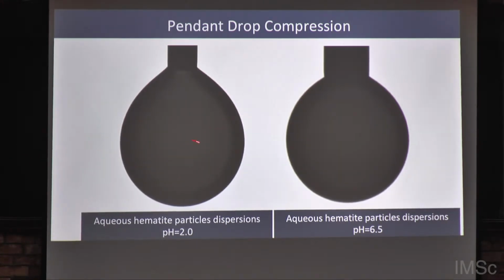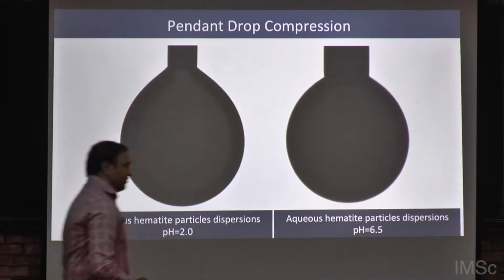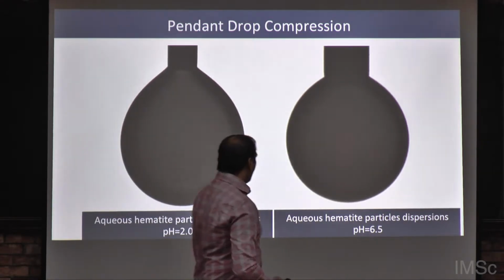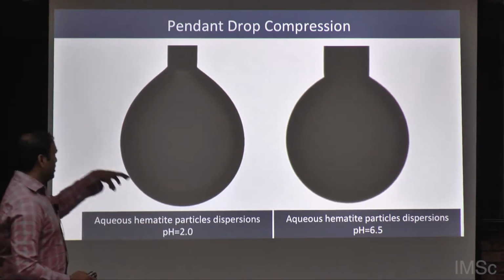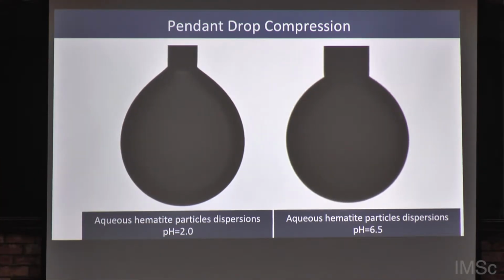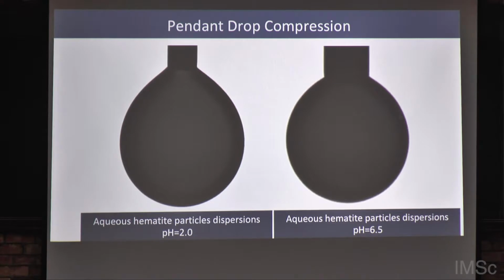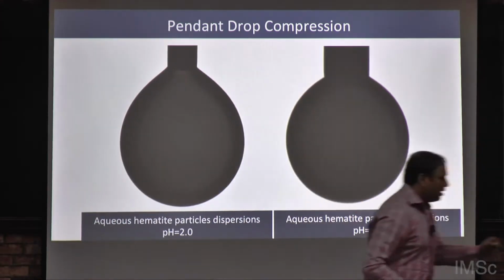What is inside the drop is exactly the same. These are ellipsoidal particles dispersed in the fluid. The only thing that is different is the pH of the solution inside. In one case the pH is 2, in the other case the pH is 6.5. What I'm going to show you is a movie where this drop has been suspended in the fluid for about 2 hours, and after 2 hours we try to withdraw the fluid.